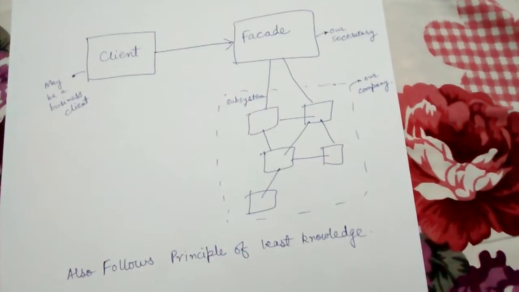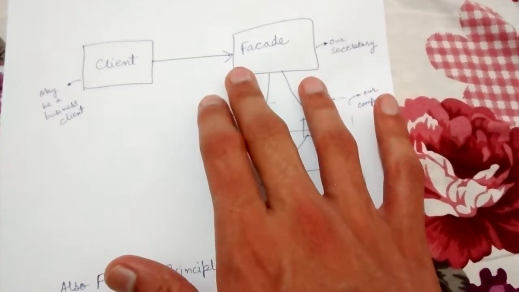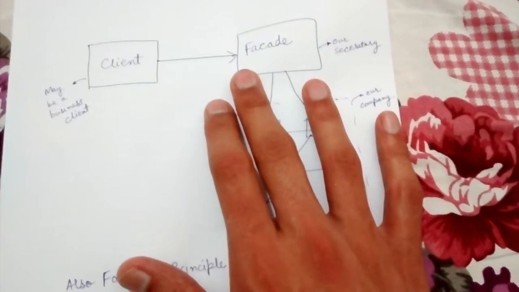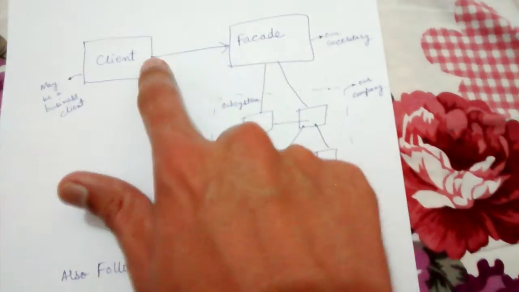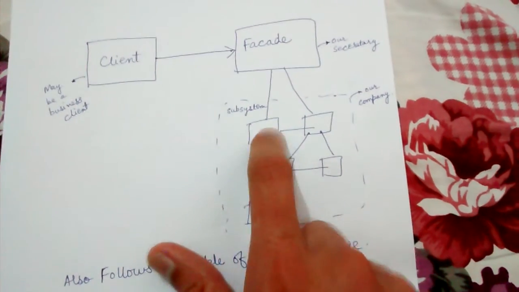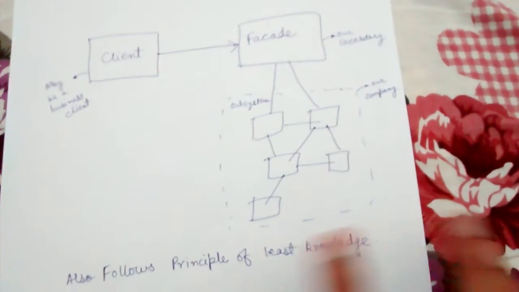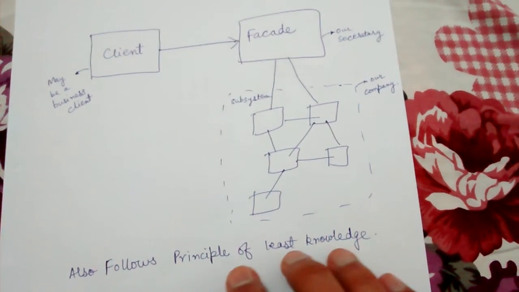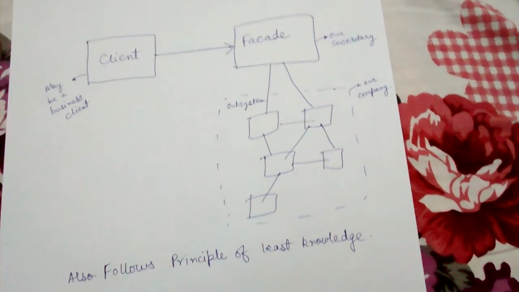Why? Because the client is just talking to its nearest neighbor. It's not talking to its next neighbors, which are at a distance of 2 from it. So it's just talking to its nearest neighbor. This way it's following the principle of least knowledge, and hence it is reducing coupling also.